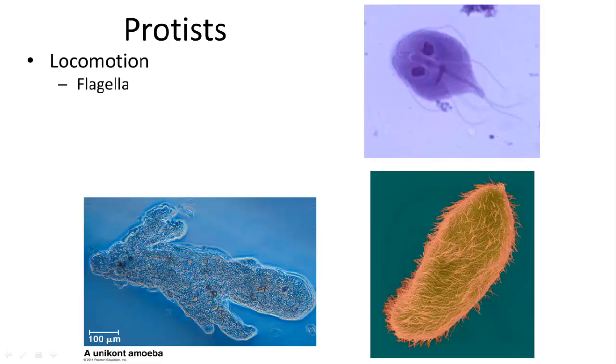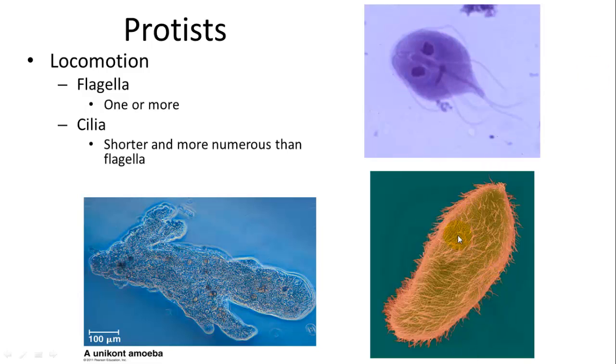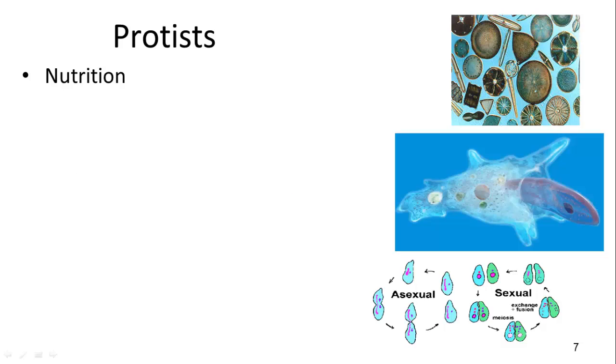They can have separate means for locomotion. They can have flagella. This one actually has multiple flagella. They can have cilia, which is shorter, but the beating of the cilia helps propel it. Or they can also have these projections of cytoplasm caused by shifts in the cell membrane called pseudopodia, or false feet.